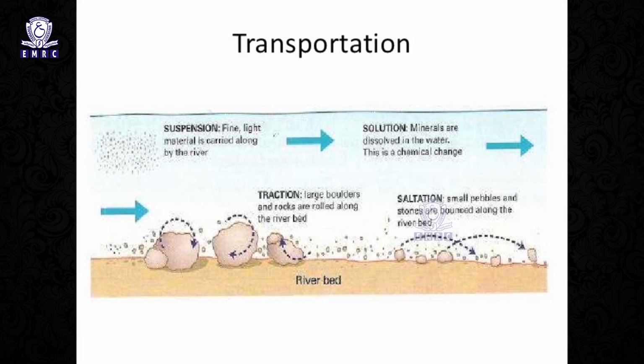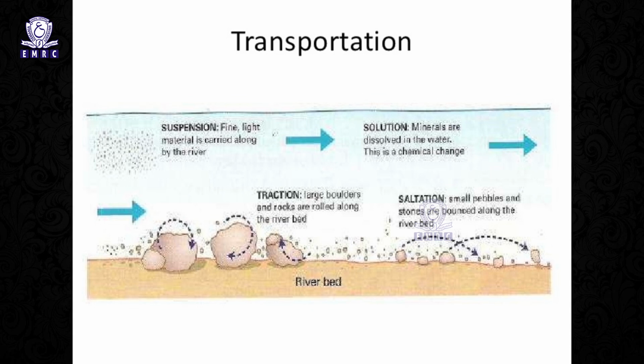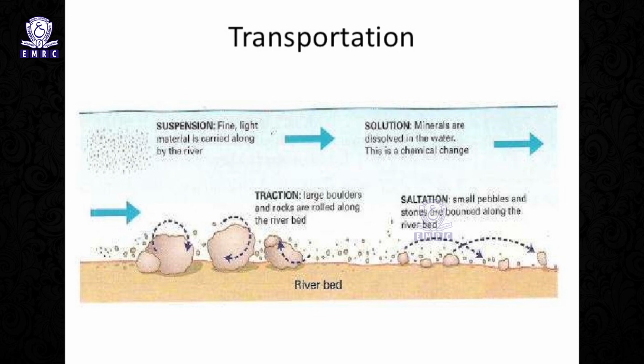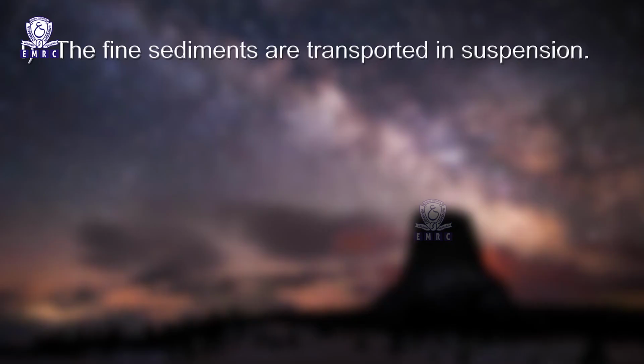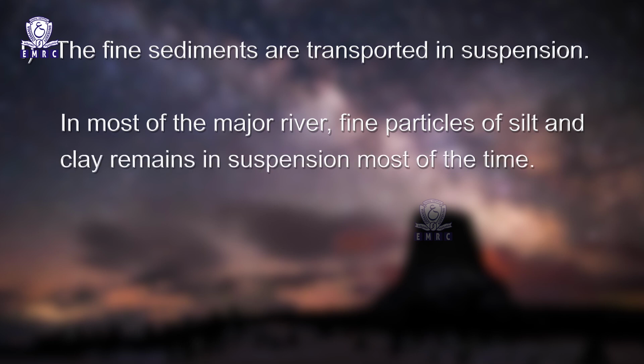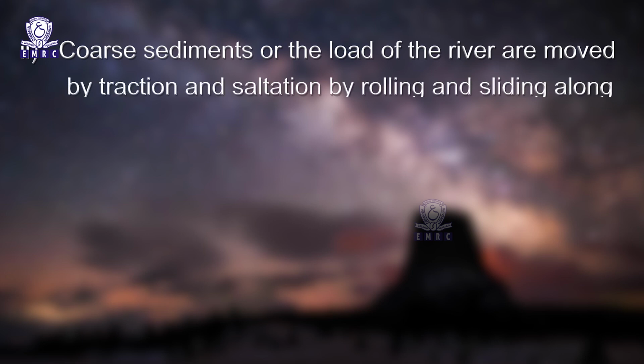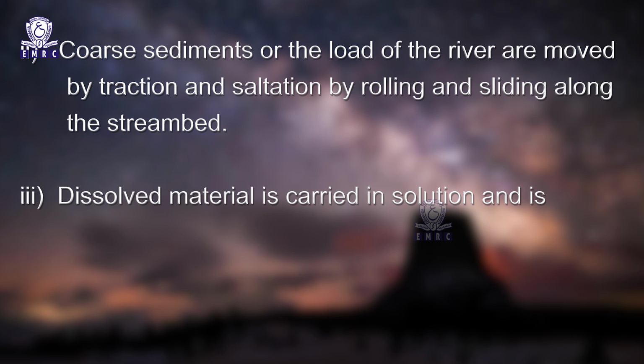In the transportation of the load, the size of the sediment determines the process by which the load of the river is transported. The fine sediments are transported in suspension. In most of the major rivers, the fine particles of silt and clay remain suspended most of the time. Coarse sediments or the load of the river are moved by traction and saltation, by rolling and sliding along the stream bed. Dissolved material is carried in solution and is essentially invisible.